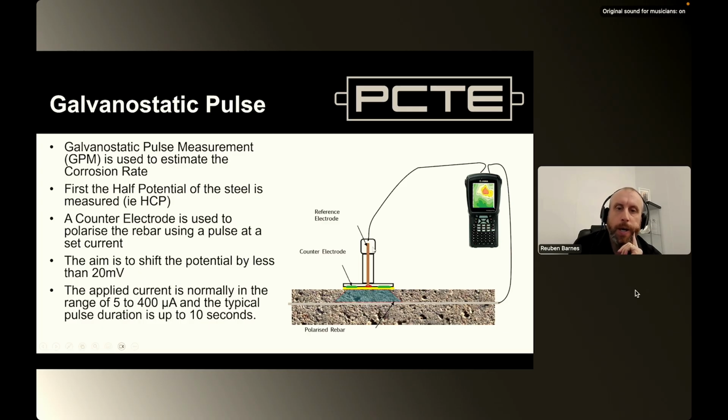We then have my other cable, and the central part of this is a reference electrode. The additional element that we've included in this test is this counter electrode. And so what we're effectively doing is we're taking our reference electrode, our half cell potential, the same way that we did before, and then we're applying a small current and shifting the potential slightly, okay? And here we have some stats. We're trying to shift it by less than 20 millivolts, and we're varying the amount of current that we're providing, and we're doing it over about 10 seconds. So it can be a little bit of an iterative process.